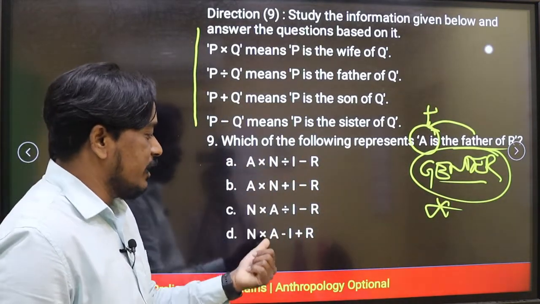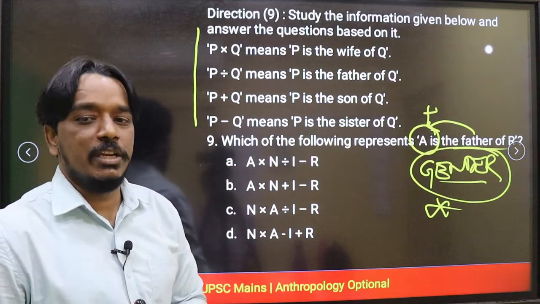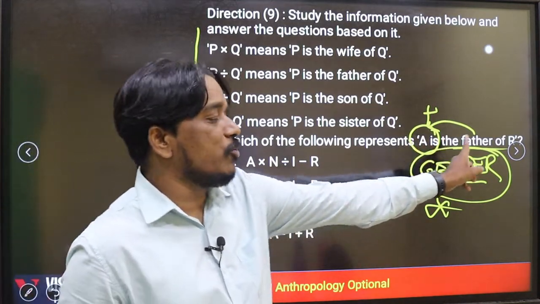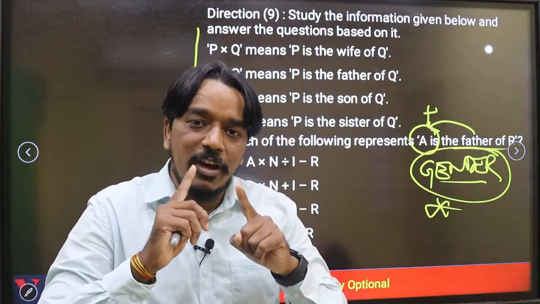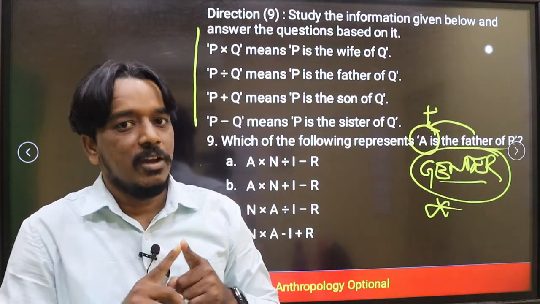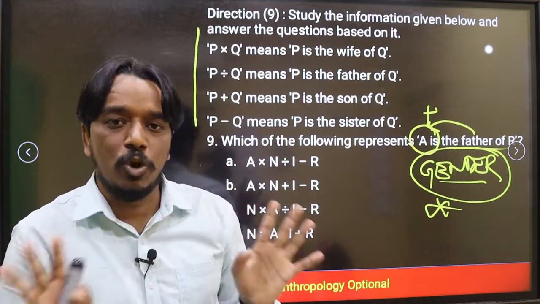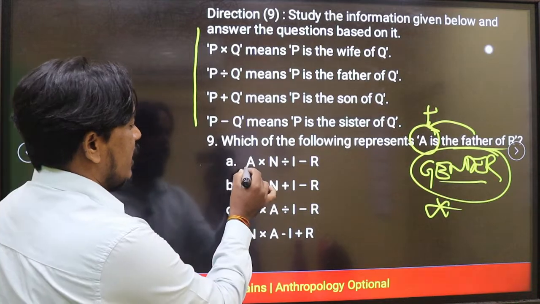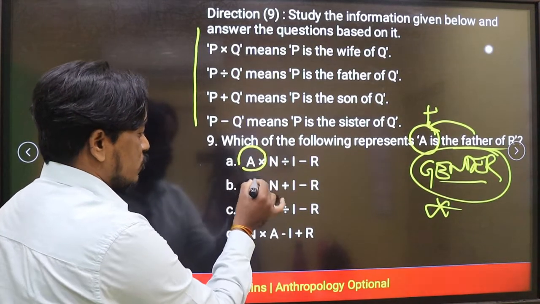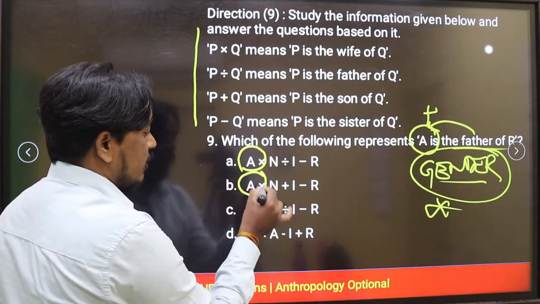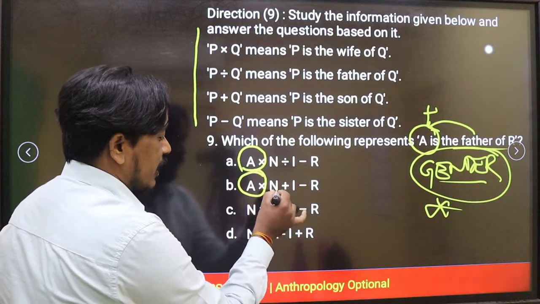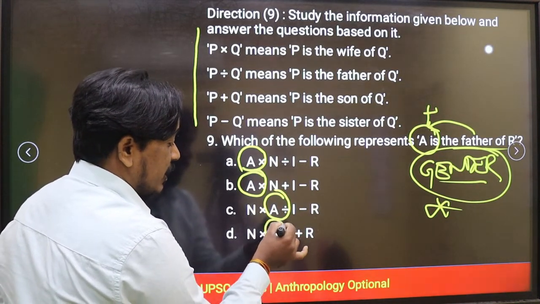So based on the gender, we have to eliminate the options. According to the question, A should be male. Wherever A is male, that option may be right. Wherever A is female, it is directly wrong. Just observe where A is male and female. Focus only on A. Other than that, no need to check anything else if you apply the gender technique.